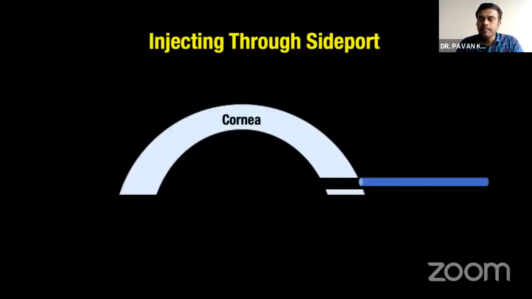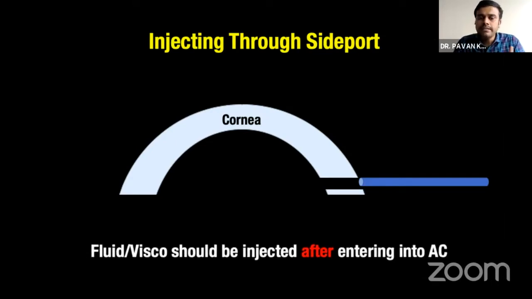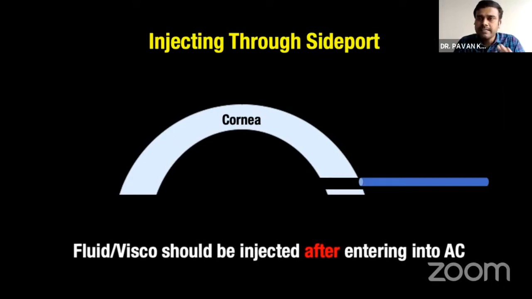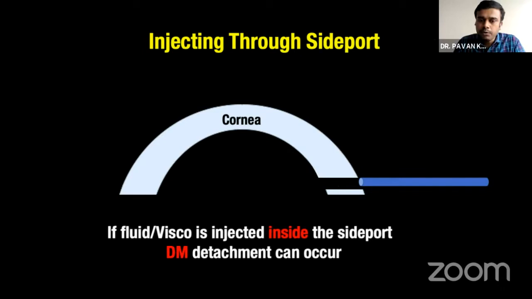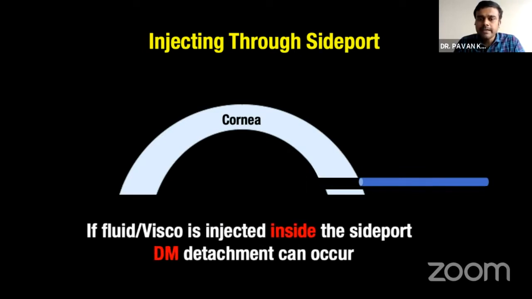Next, one more important thing, whenever we tell them, don't inject any fluid or visco when you're within the sideport wound. We have to always inject when we enter the anterior chamber. So this animation shows that if we inject the fluid within the sideport, it can hit the Descemet's membrane and cause Descemet's membrane detachment.